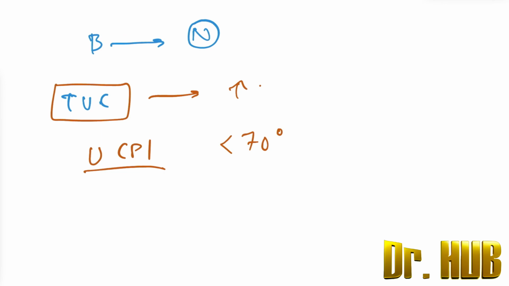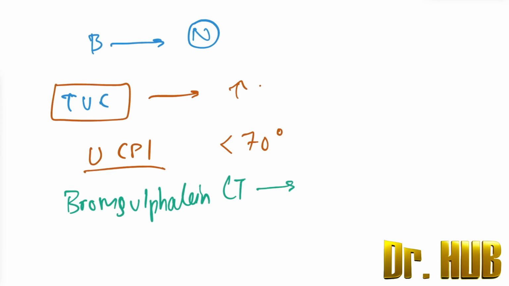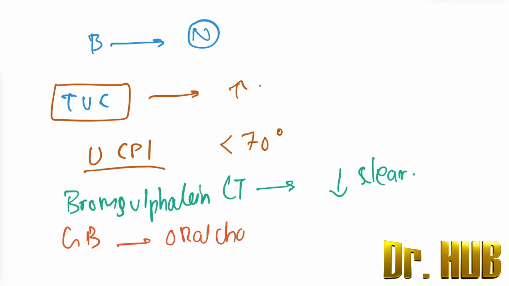Then the bromsulphalein clearance test. It shows a slower clearance, that is slow clearance. Then what about the gallbladder? The gallbladder on oral cholangiography is visualized.